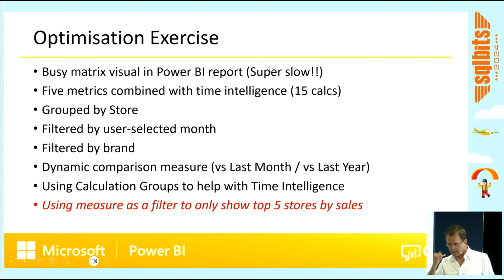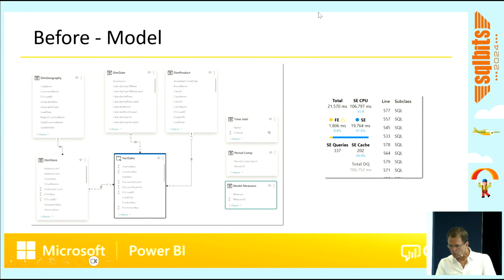Okay, so what do I say? Yeah, busy matrix, super slow, 5 metrics with time intelligence. I'm using calculation groups, group by store. The user can select the month, and so on. I've all done this. And yeah, it's bright red at the bottom. I'm using a measure as a filter. That can be a real performance killer. Normally it's just try and get rid of it, bake the code into your measure, but I've kept it. I'm not changing that. As I said, my model's quite slow.